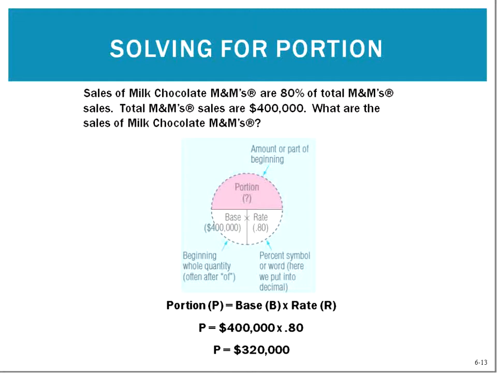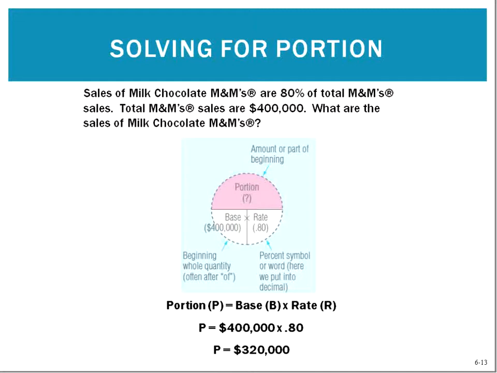The sales of milk chocolate M&Ms are 80% of total M&M sales. So our rate is 80%. Every time you use percent to calculate, you need to convert it to decimal form. So 80% is 0.8. That is so important. Anytime you are using percent in a calculation, you need to change it to decimal. That is why we spend so much time on converting percent to decimal, decimal to percent, fraction to decimal, decimal to fraction, and so on.